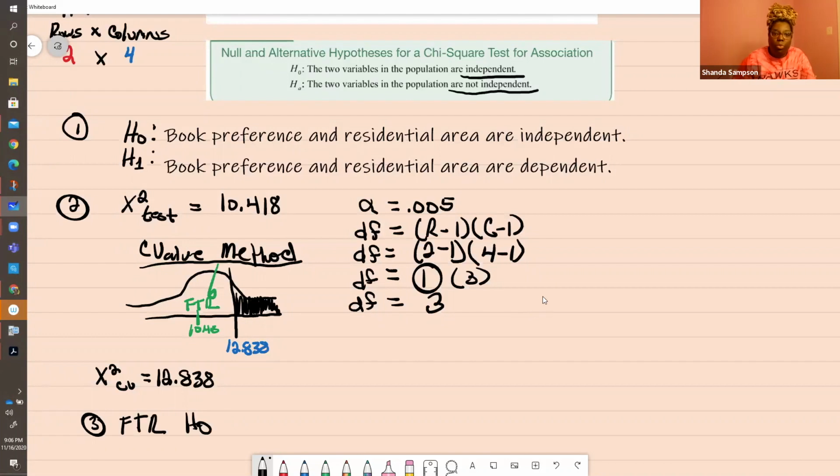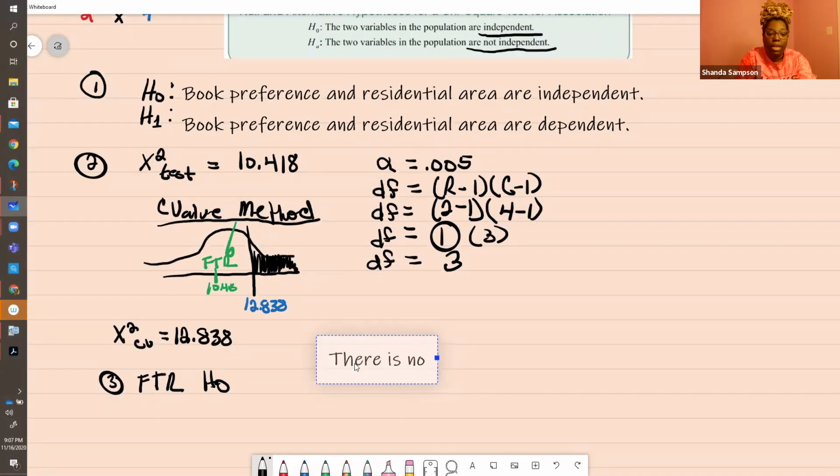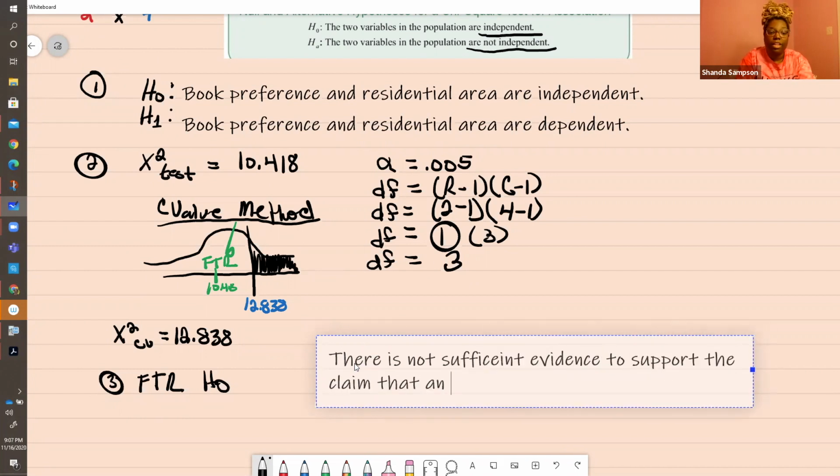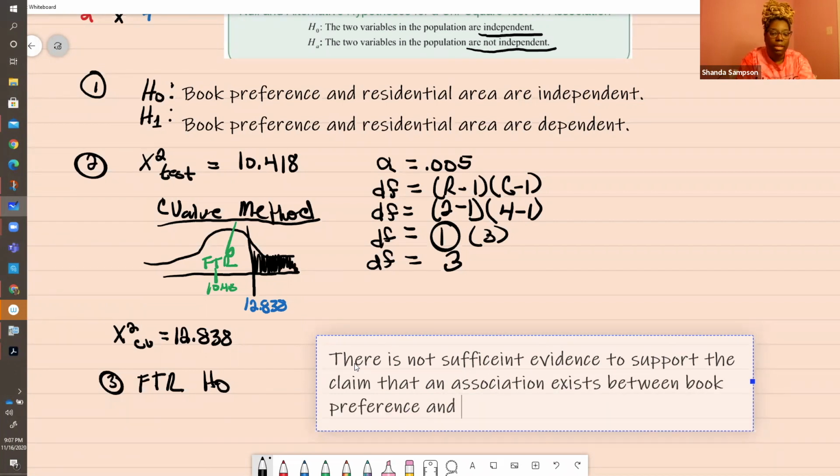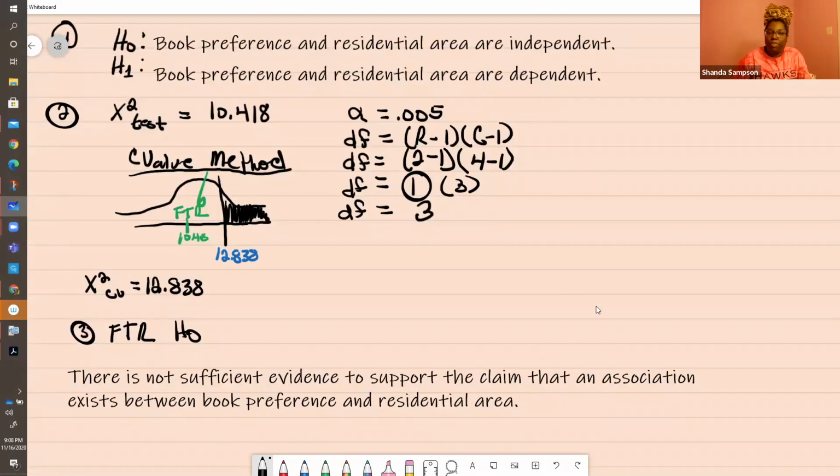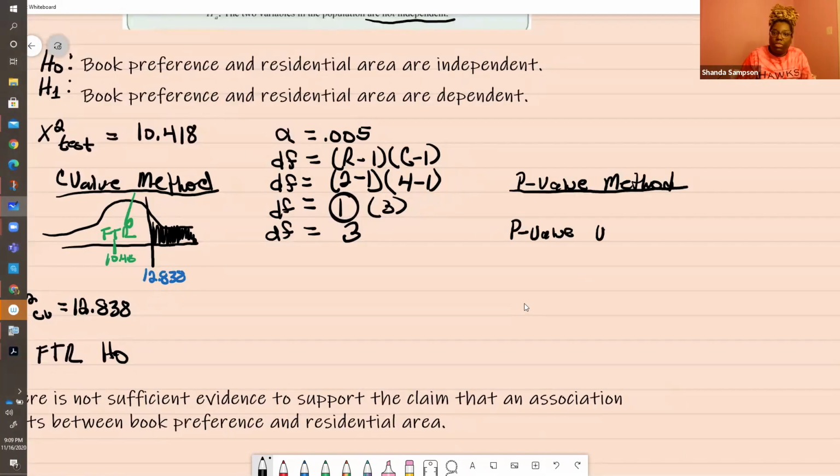So what's our interpretation for this? There is not sufficient evidence to support the claim that an association exists between book preference and residential area. Our test for association, remember, is trying to tell us, is there an association between these two things? So there either is or is not sufficient evidence to support that claim. Now we're going to do the p-value method, p-value versus alpha.